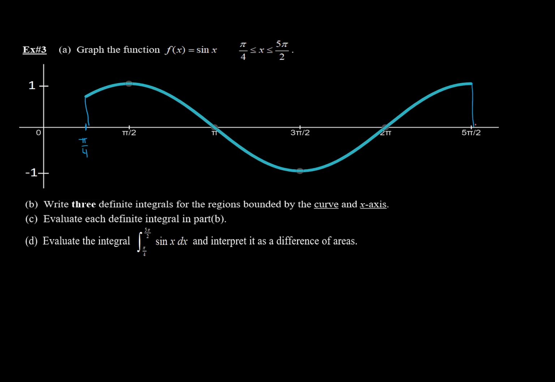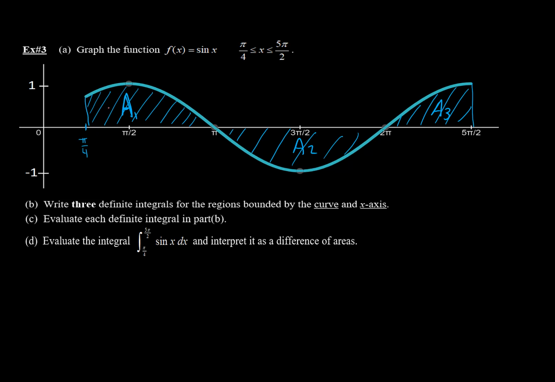All right, so they want us to find 3 definite integrals for the regions bounded by the curve and the x-axis. So in other words, in between the curve and the x-axis, they want us to find this area here, and then this area here, and then this area here. We're then going to evaluate each definite integral and then use it to evaluate the integral from pi over 4 to 5 pi over 2 of sine of x.